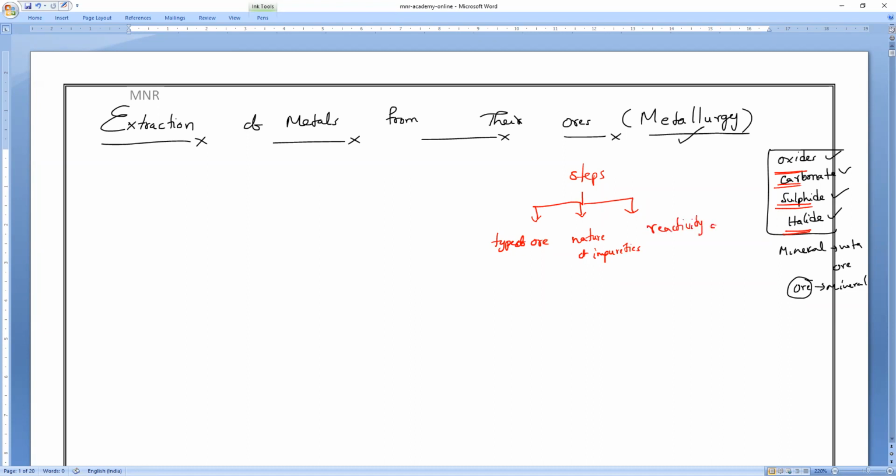Why the reactivity of the metal? Anybody can tell? Because some metals will react more and some metals will react less. Do you all understand what I'm saying? Is it possible to extract every metal by the same process? That is my question. No, sir, because some are highly reactive and some are least reactive. So based upon the reactivity, we need to choose in what way to extract each metal.